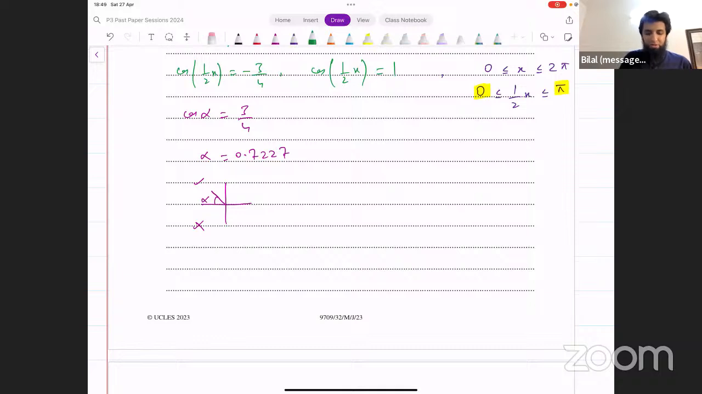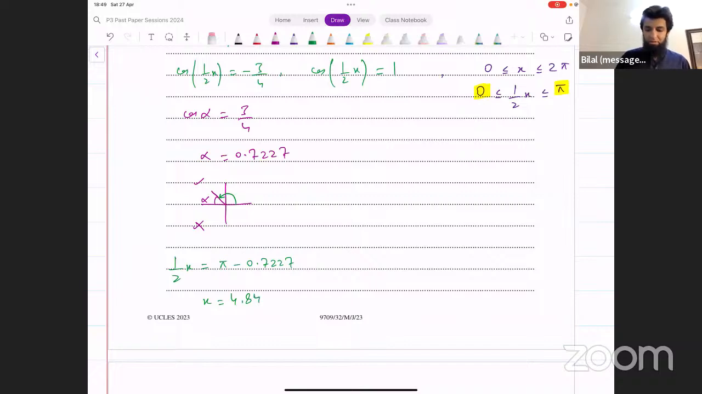So what does that mean? What's half x equal to then? The angle that we get is this one. What's this angle? Pi minus 0.7227, and we get a value of x from this, pi minus 0.7227 multiplied by 2, and that will be your first value for x, which is 4.8377. If you round it off, that becomes 4.84. That's one possible value of x that I'm getting from this.